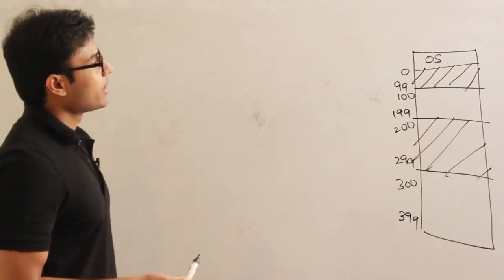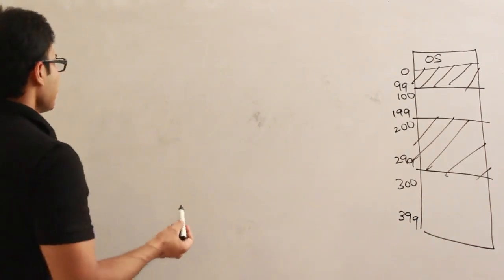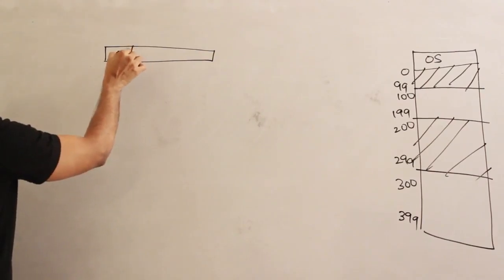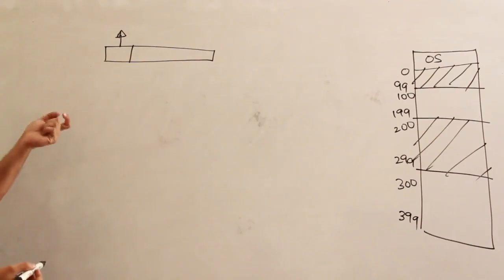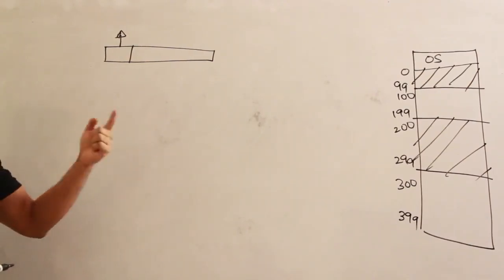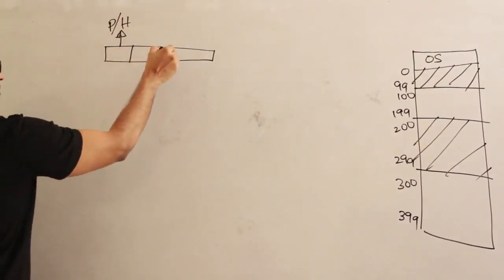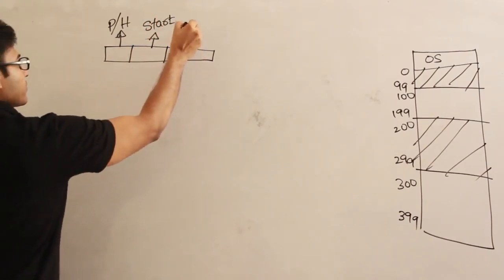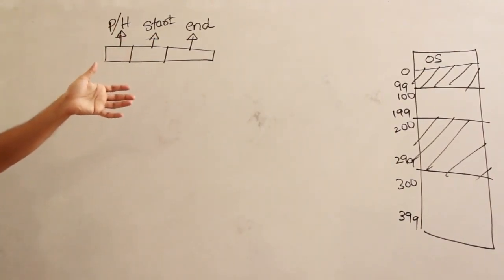Fine. So anyway, how does this linked list work is, we are going to maintain a linked list which will have this structure. The structure of an element in the linked list will be like this. For every block of memory it is going to say whether this block of memory is either occupied by a process or is it a hole, and then it is going to say what is the starting of this and what is the ending of this, right?